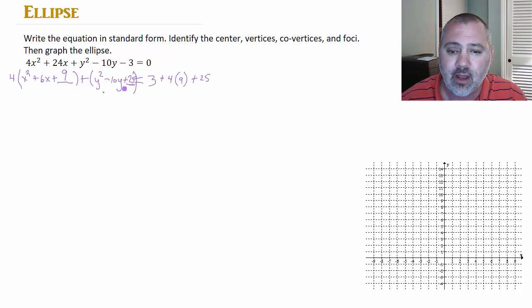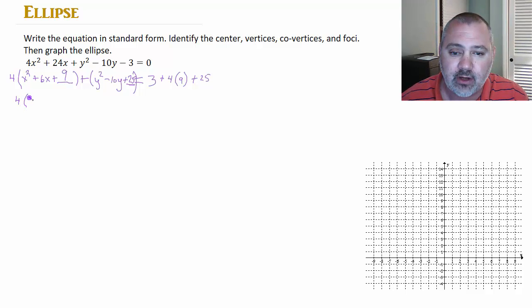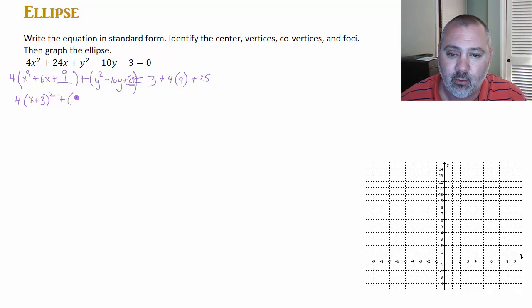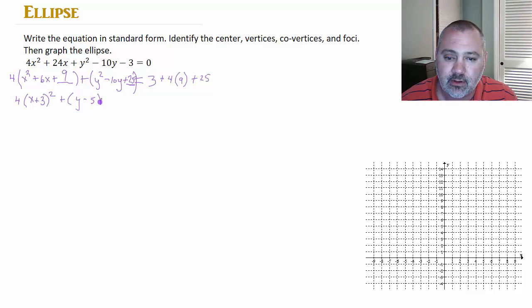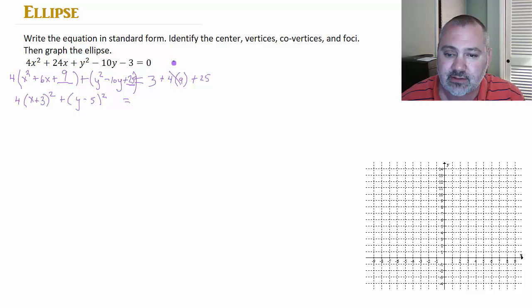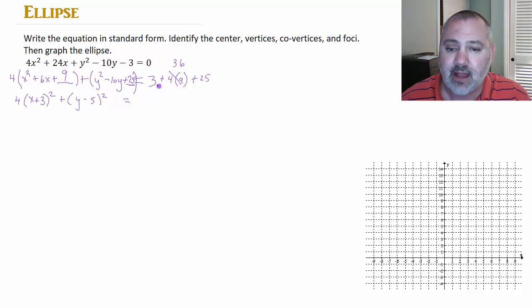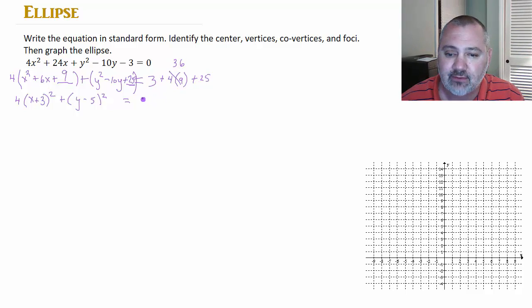So we can then go ahead and factor these trinomials. So we have 4 times the quantity of x plus 3, quantity squared, plus y minus 5, quantity squared, equals, well, this is really just 36. And when we add 3, 36, and 25, we get 64.